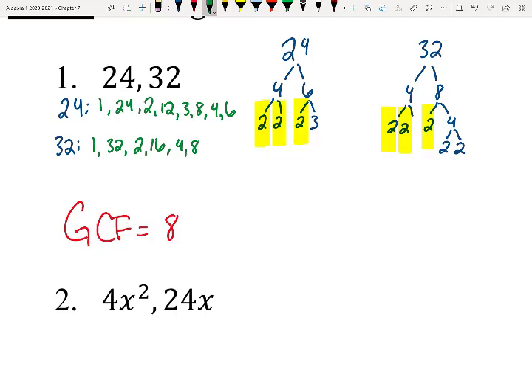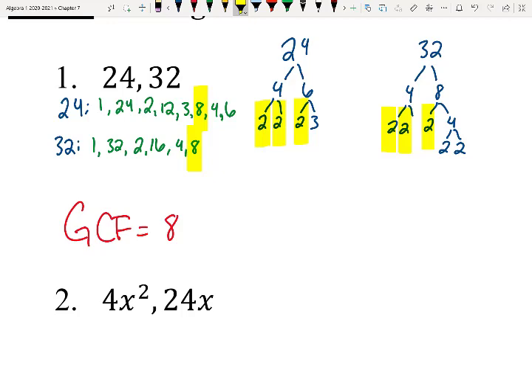So now that I have that full list of all my factors, I just have to compare those lists together and see what's the biggest number that they have in common. And in this case, of course, it's 8. 8 is the biggest number that is in both of those two lists, and 8 is the GCF. So 8's the biggest number that they both have in common.